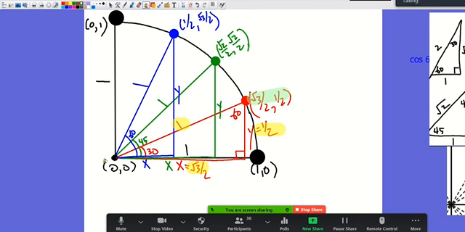Now, let's side hustle this and look at cosine of 30, which is going to equal adjacent over hypotenuse. Adjacent is going to be root 3 over 2, and hypotenuse is going to be 1, which equals root 3 over 2. So cosine of 30 is root 3 over 2.